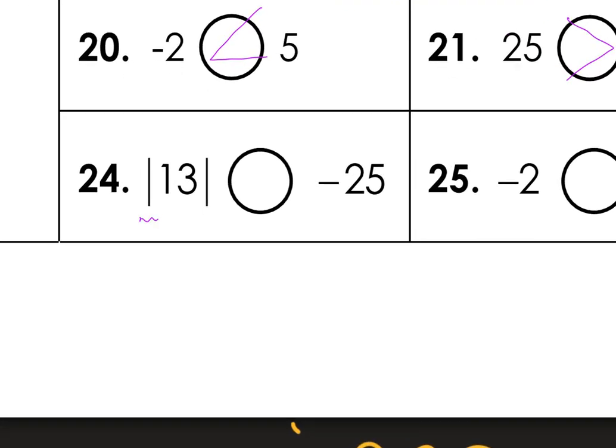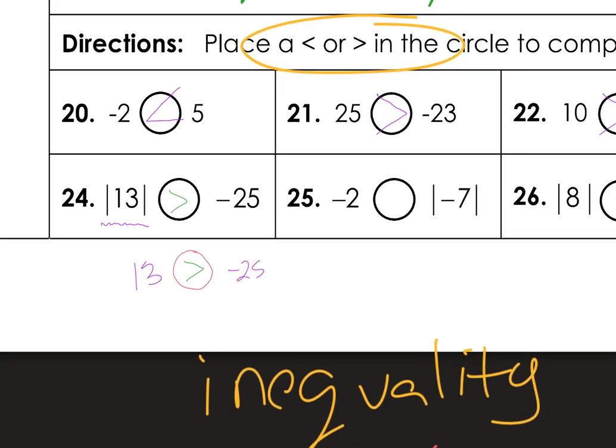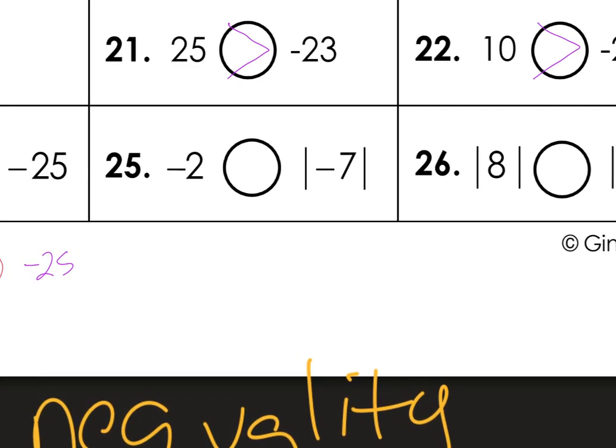Oh, look, an absolute value. Technically, we need to simplify this before we make the decision. But let's be honest, this is a pretty easy simplification. We could make it in our head. 13 is bigger than negative 25. So if you don't go ahead and write that out, I wouldn't be mad at you, okay? Same thing with this one. We're pretty sure that 2 is less than the absolute value of negative 7, because that's negative 2 and that's 7.